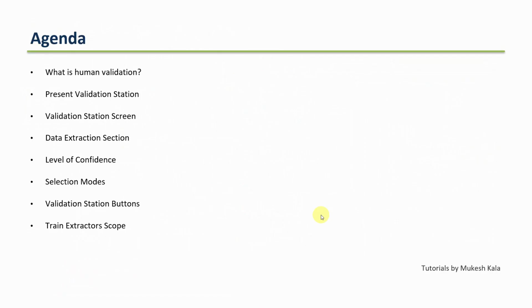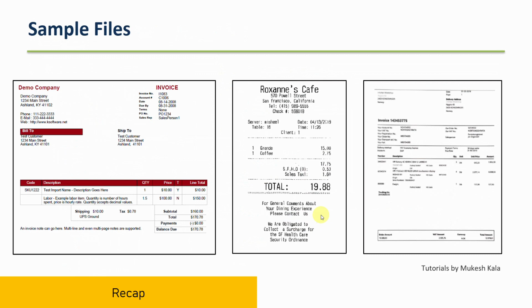Before directly jumping into the topic, let's have a quick recap of what we have done till this point. I have 3 sample files with me. 2 are invoices, 1 is a receipt. We have planned to extract the data from these, and the use case which we are building is a reimbursement use case.